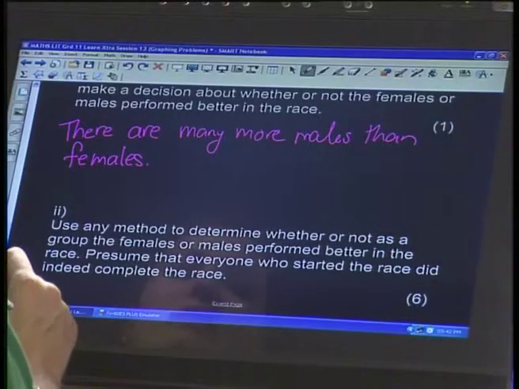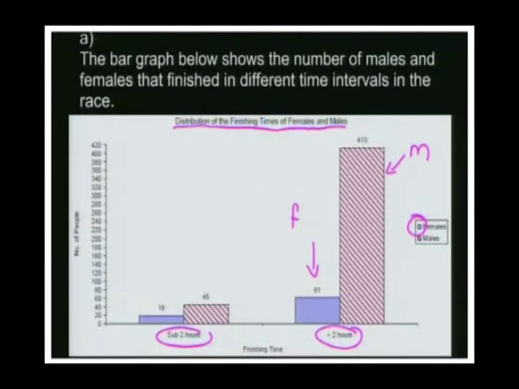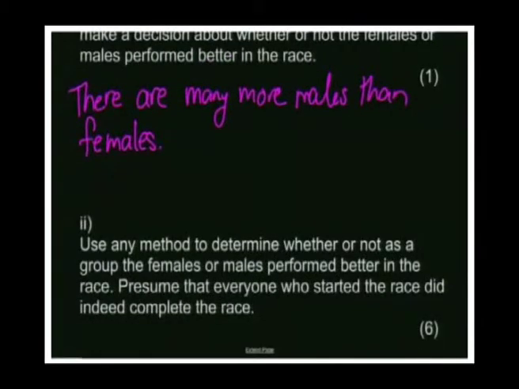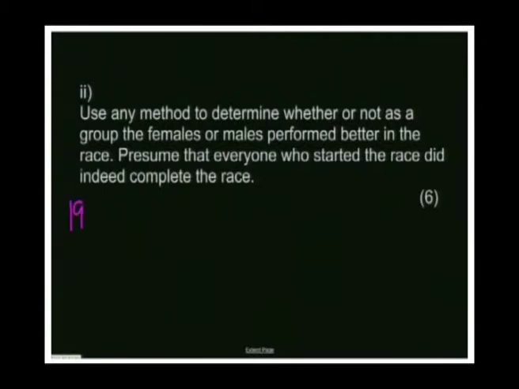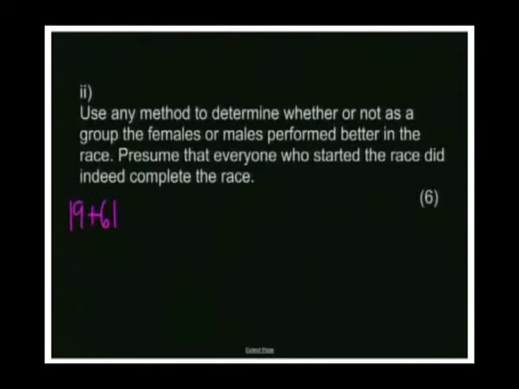But if we had to compare, number 2 says, use any method to determine whether or not, as a group, the females or males performed better in the race. Presume that everyone who started the race did indeed complete the race. So let's go back here and see. We've got 19 plus 61 females. And for males, we've got 45 and 413.